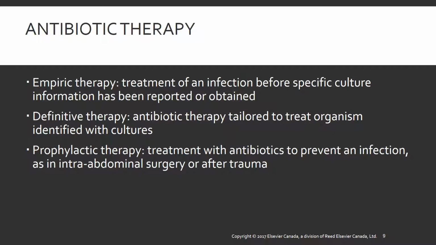So there are three different types of antibiotic therapy. We have empiric, definitive, and prophylactic. Empiric therapy refers to treatment of an infectious agent before we have actually had information reported or obtained from a culture. Definitive therapy, that's the way we want to do it. We've identified it with a culture and we're going to select the appropriate antibiotic or antimicrobial therapy related to that specific organism or pathogen. Okay.